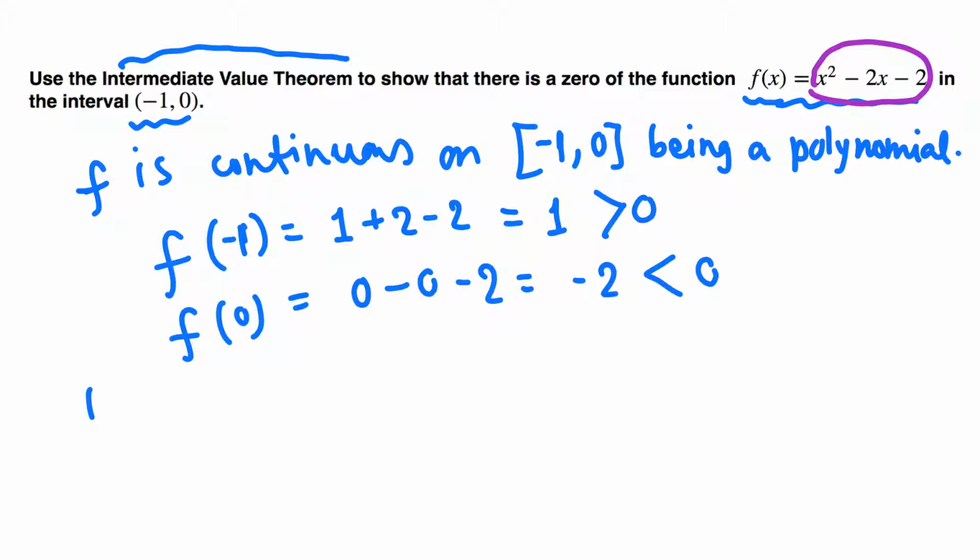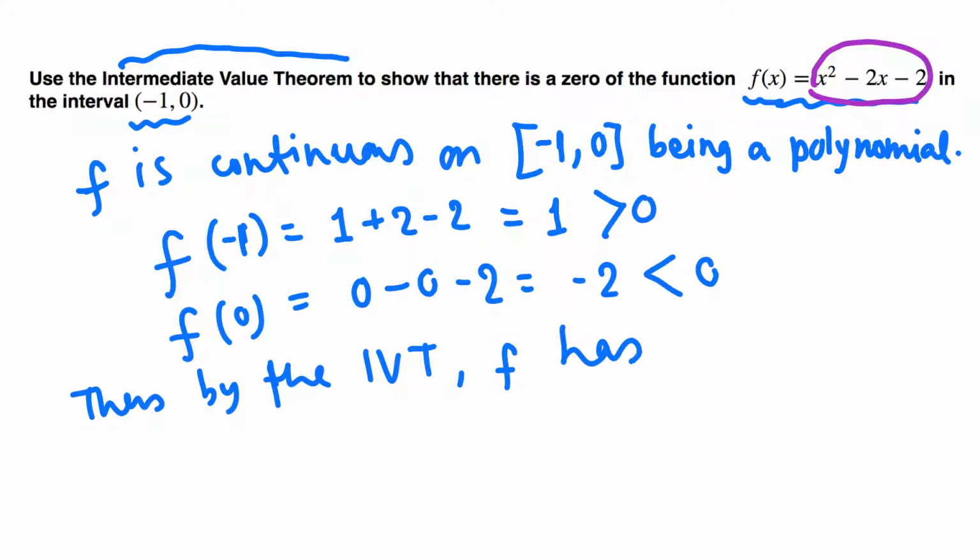So thus, by the intermediate value theorem, the conclusion holds, and the function f has a zero in the open interval -1, 0.